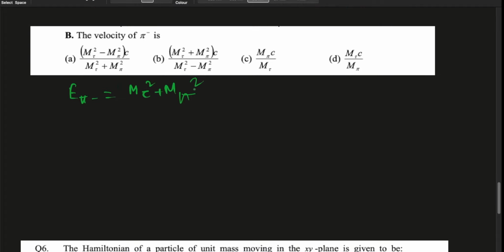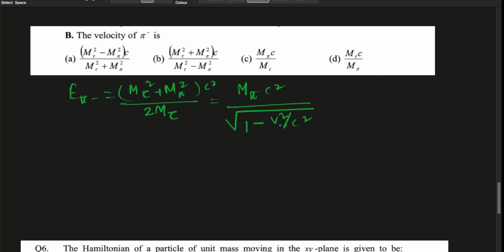So this is very bad handwriting, I'm sorry for that. So this is m pi c square by 2 m tau. This energy is equal to m pi c square by square root of 1 minus v square by c square. So we need to find out the value of v square and c square. So how can you find that? You can find it easily by squaring these two equations on both sides.